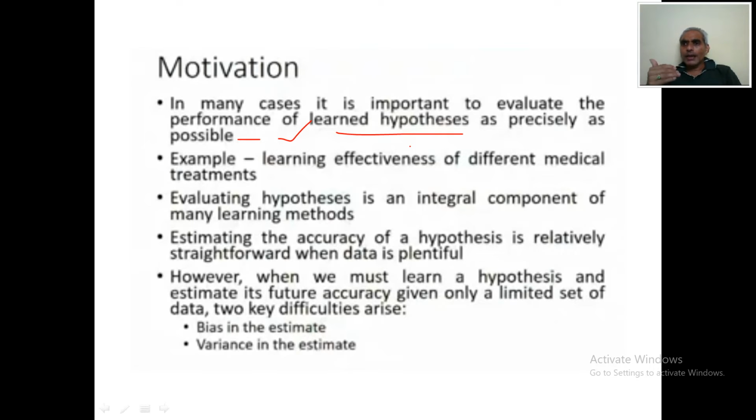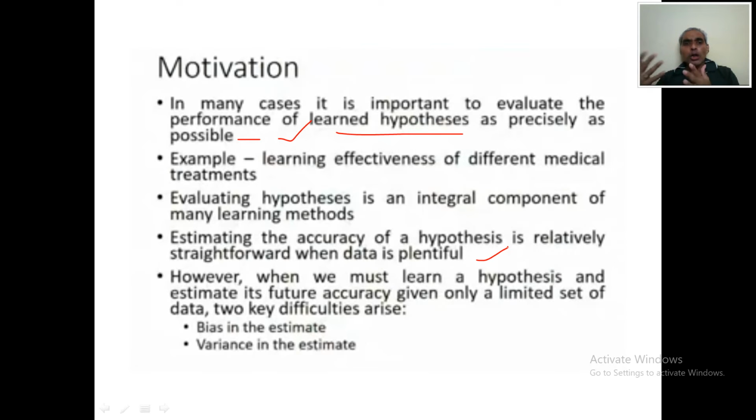Evaluating a hypothesis is an integral part of any learning mechanism. When you learn anything, someone has to evaluate it. If you say you have learned this topic, there should be a way to evaluate how much you have learned and what accuracy you have. It is an integral part of any machine learning algorithm. Estimating the accuracy of a hypothesis is relatively straightforward when data is plentiful. As we already discussed, when you have huge amounts of data, you learn more, your accuracy is good and the errors are less.